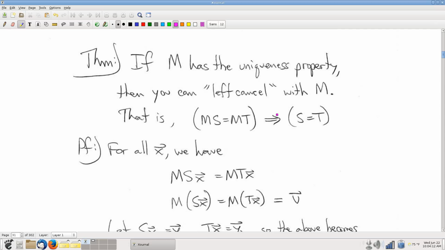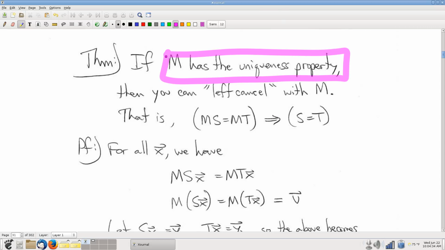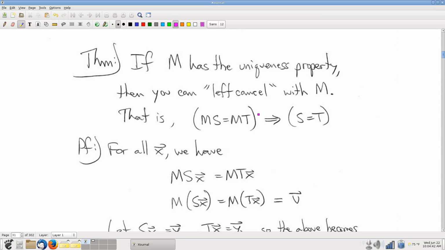So there's a temptation for students to say, oh, well, then we can only do this in situations where we can divide, and some students might already be aware of the existence of something called an inverse matrix. And certainly if a matrix is invertible, then yes, you can cancel. But it turns out that is actually more restrictive than necessary. All that's required is for the matrix to have the uniqueness property that we've already talked about. If a matrix has the uniqueness property, then left canceling is fine. Specifically, you can cancel a matrix that appears on both sides of the equation on the left.